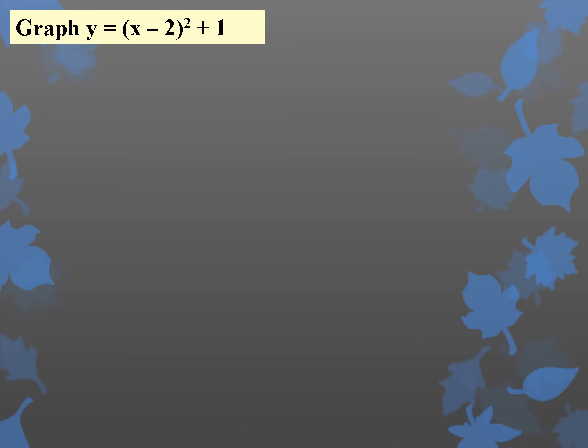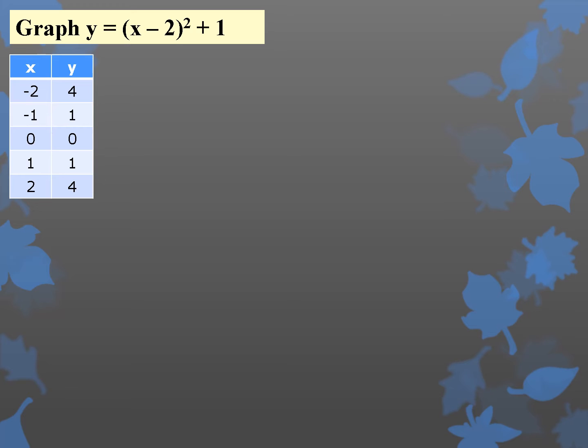Okay, let's graph a function. They want us to graph y equals (x minus 2) squared plus 1. Well, the first thing I always start out by doing is writing the parent function table. Trust me, guys, I've been teaching this forever, and if you start off by writing the parent function table and you create your new table, it's going to make it so much easier on you.